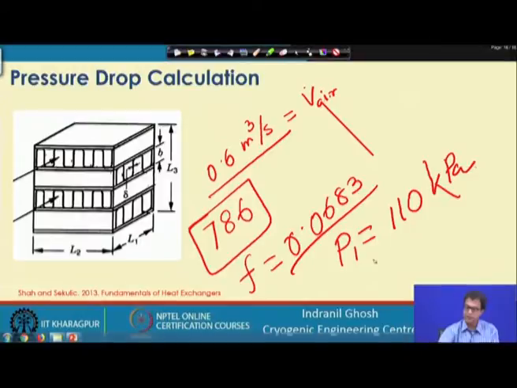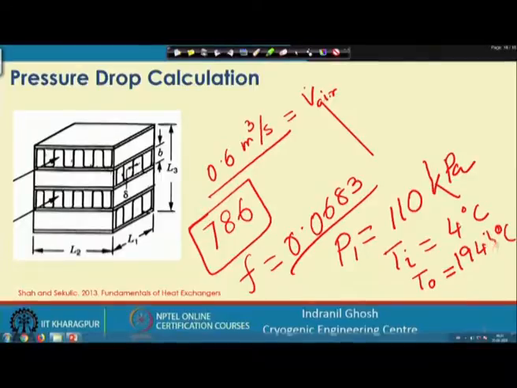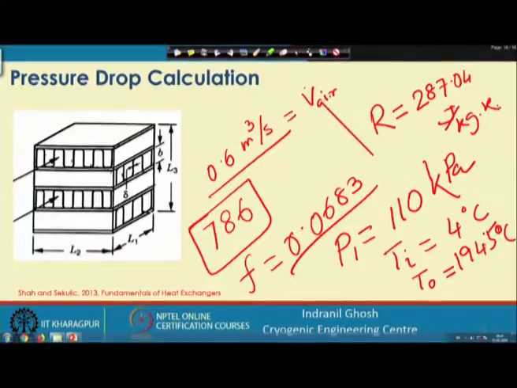Then the inlet temperature T in is 4 degrees centigrade, whereas the exit temperature is equal to 194.5 degrees centigrade, and the gas constant R for air has been given as 287.04 joule per kg Kelvin. So, these are the parameters given to us.